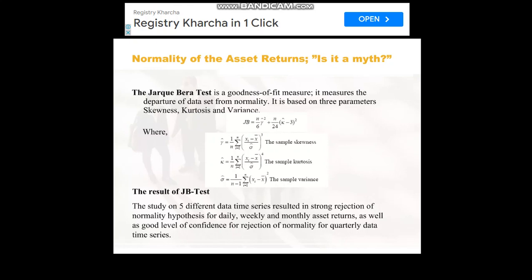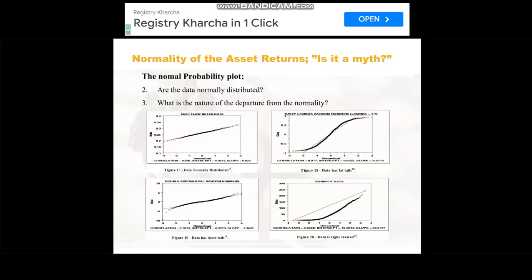The result of the JB test, the study on 5 different data time series, resulted in strong rejection of the normality hypothesis for daily, weekly, and monthly asset returns, as well as a good level of confidence for rejection of normality for quarterly data time series.